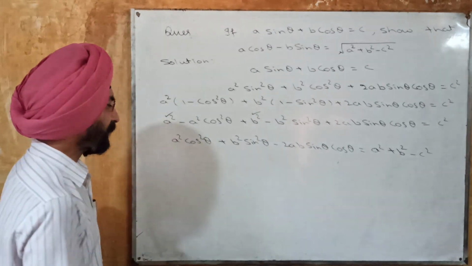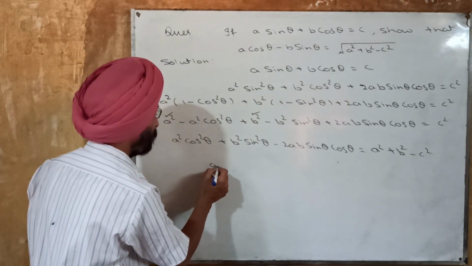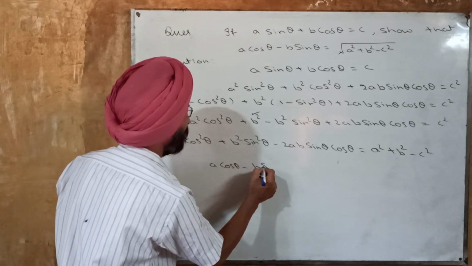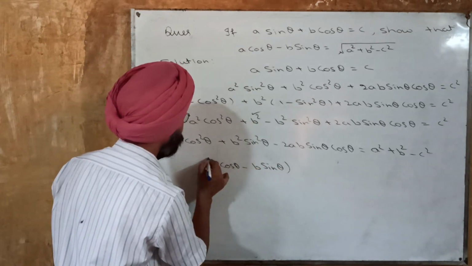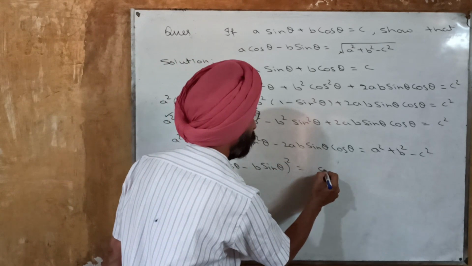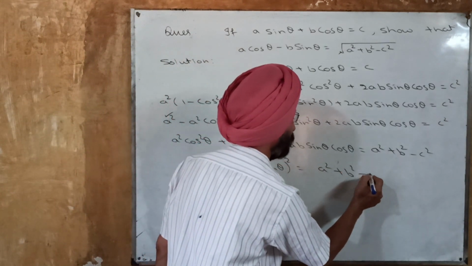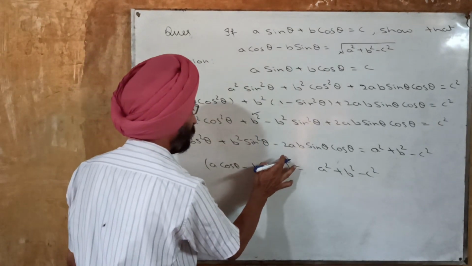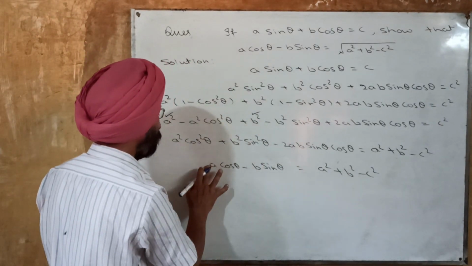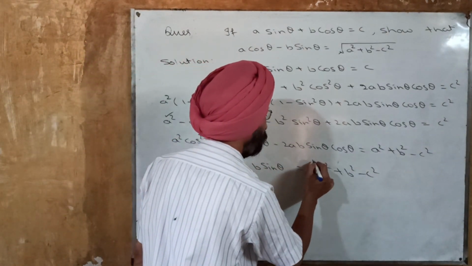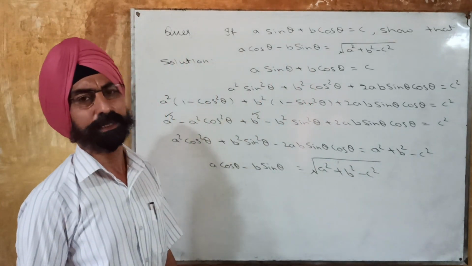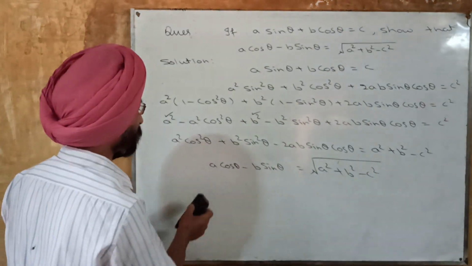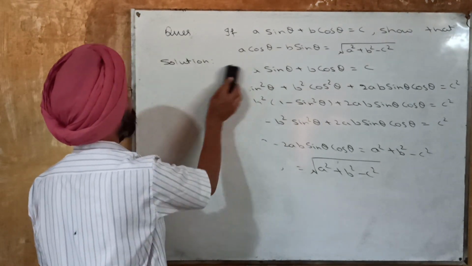Now look at this left hand side carefully, it is a cos theta minus b sin theta whole square and it is equal to a square plus b square minus c square. Taking square root on both sides, you will get a cos theta minus b sin theta equal to square root of a square plus b square minus c square. So this was the last question, you can say, of trigonometric identities.